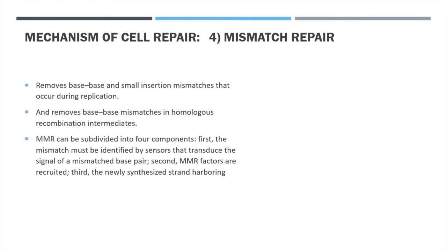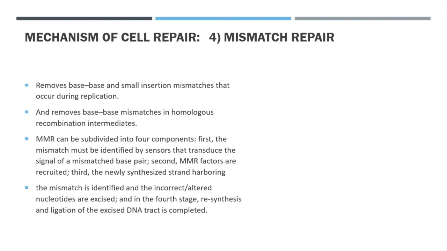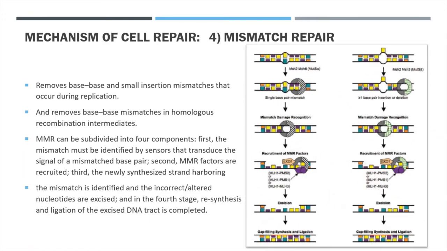The first one, the mismatch must be identified by a sensor that transduces the signal of the mismatch base pair. The second one, MMR or mismatch repair factors are recruited. The third, the newly synthesized strand harboring the mismatch is identified. And the fourth one, the incorrect nucleotides are excised, and then resynthesized and ligated to complete the repair.